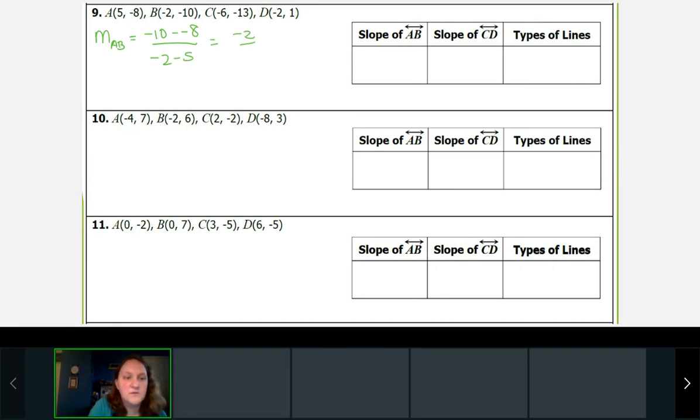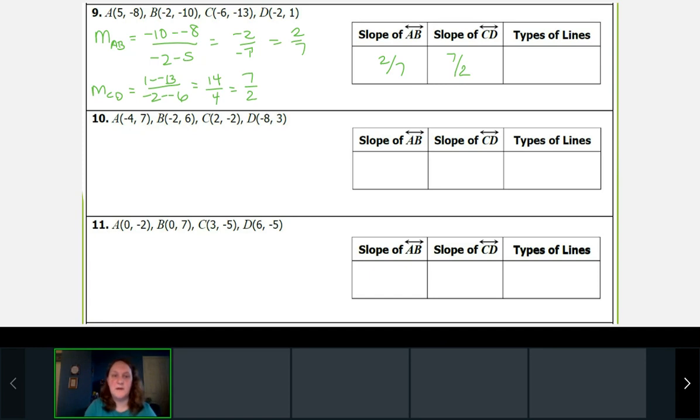So -2 over -7. A negative over a negative is positive. So the slope of AB is 2/7. And I know I'm doing the slope here kind of fast because I really want to talk about what's going to happen. 1 minus -13, -2 minus -6. 14 over 4. That reduces. 2 goes into 14 7 times, and 2 times into 4.